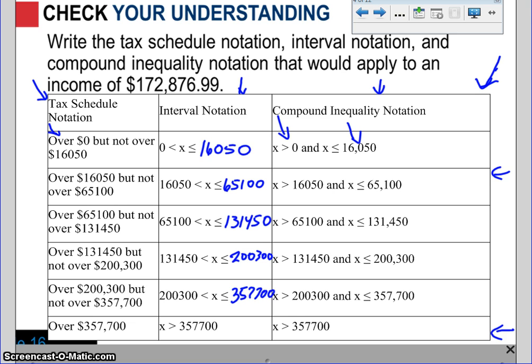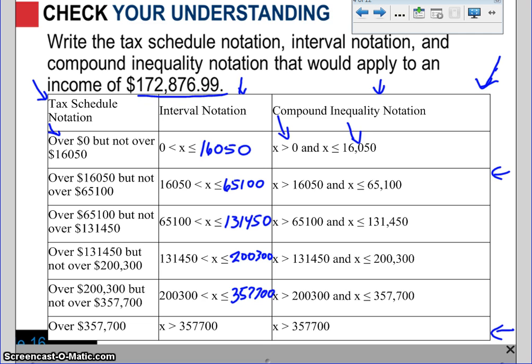357,700 and over. So for the check your understanding, it says write the tax schedule notation, interval notation, and compound inequality notation that would apply to an income of $172,876.99. Go ahead and press pause for a moment. Rather than rewriting the whole thing, I will tell you that it is one of the lines that you just wrote. Just draw an arrow to the one that you believe fits this particular situation. When you're ready, press start and we'll go on.